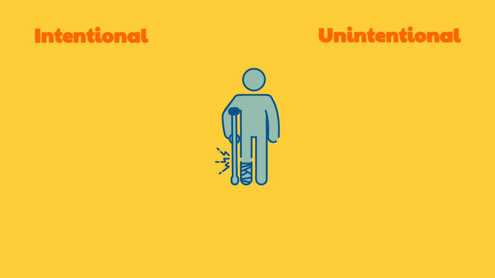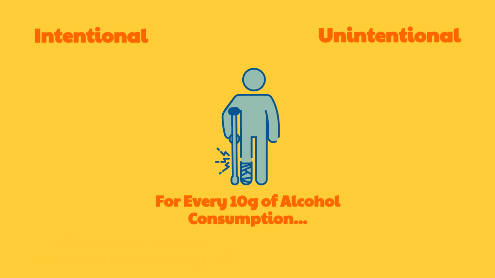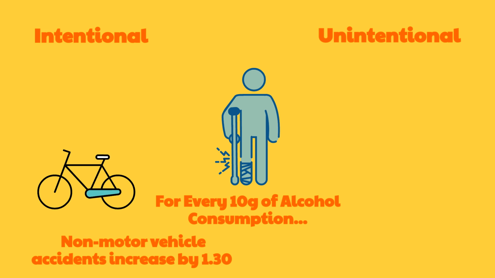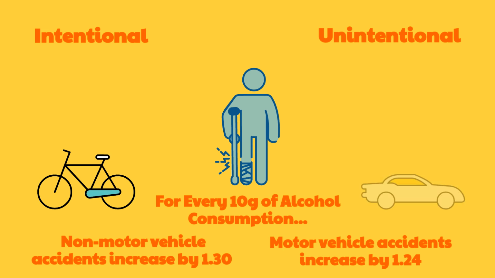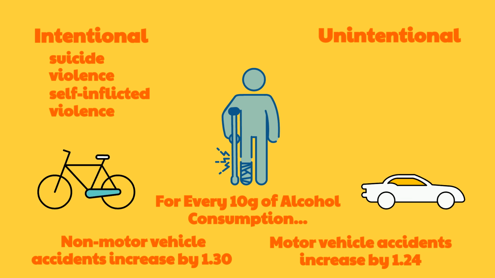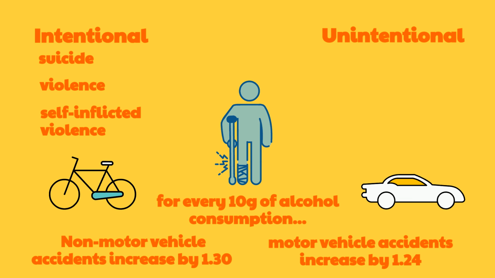Alcohol consumption is a major risk factor for injuries, both intentional and unintentional. For every 10 grams of alcohol consumption, the odds of non-motor vehicle accidents increased by 1.3, and motor vehicle accidents increased by 1.24. In terms of intentional injuries, suicide, violence, and self-inflicted violence are among the largest contributing sources. Acute use of alcohol increased the likelihood of suicide attempts. The risk of violence and assault after consuming 5 alcoholic drinks was shown to increase. For self-inflicted violence, it was shown in studies that people had a higher perceived pain tolerance.